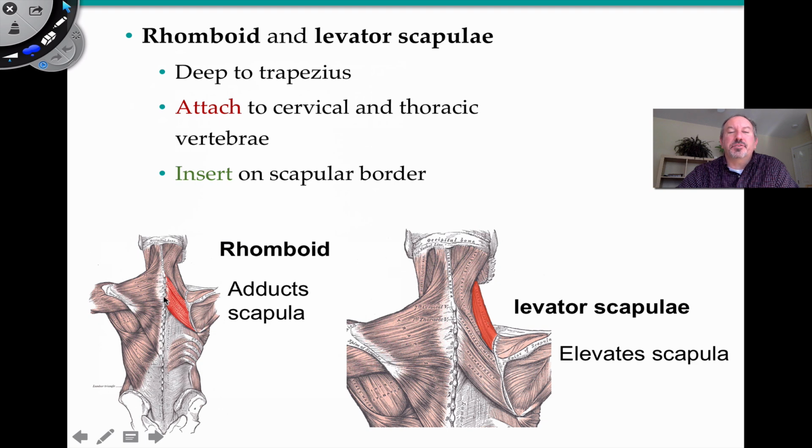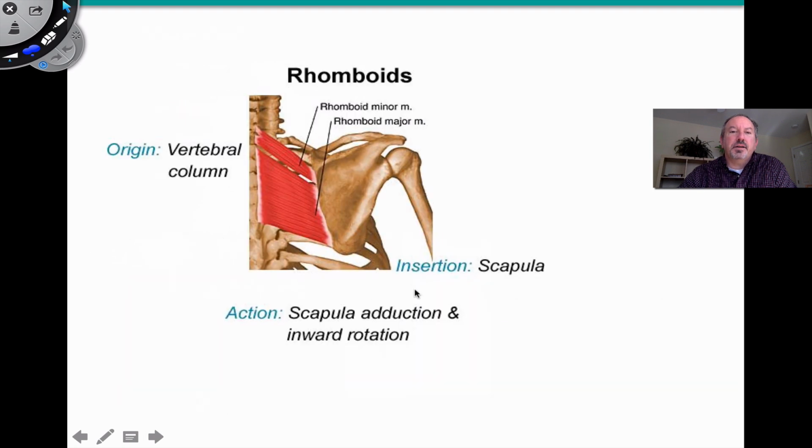And so, as it turns out, there's two rhomboids, a minor and a major, and it adducts the scapula. In other words, bringing the scapula in a downward direction. I had cervix in my mind now. It inserts at this scapular border as well, and so you could see right here the levator scapulae, and this also elevates the scapula right there. Okay, you can see here it's the two rhomboids right there. There's the minor one right there, and the major right there.